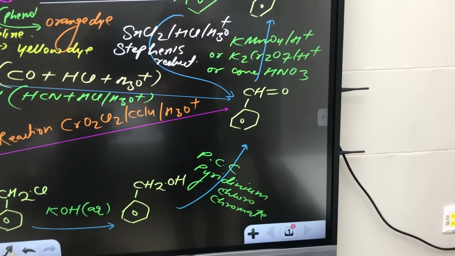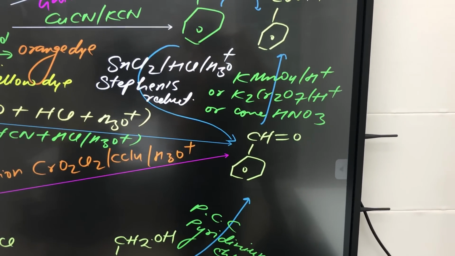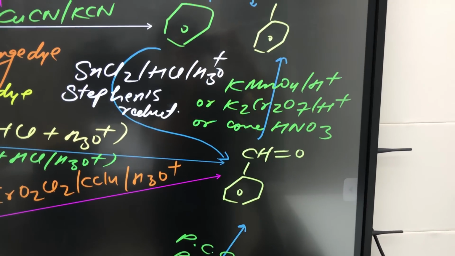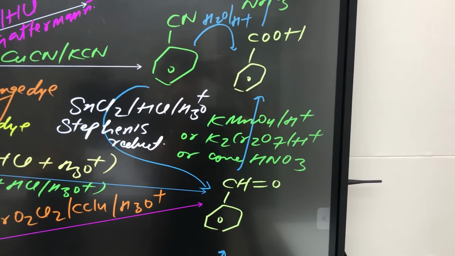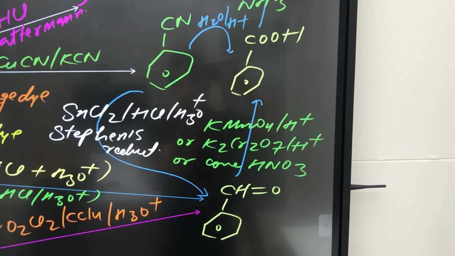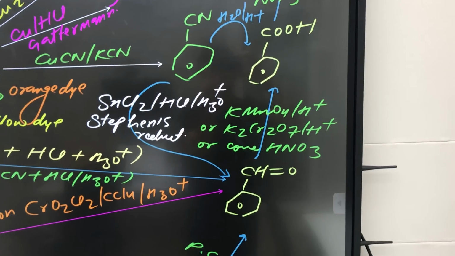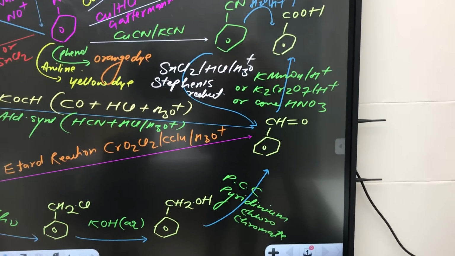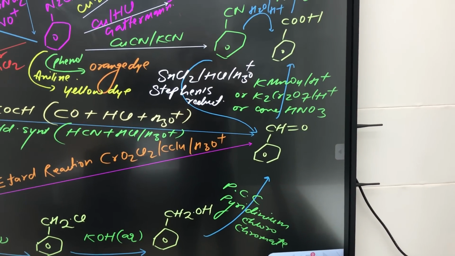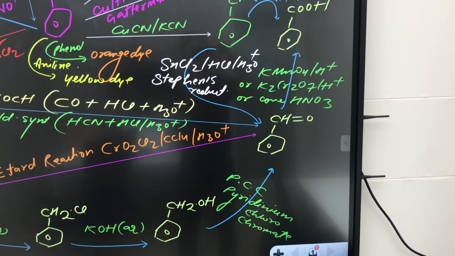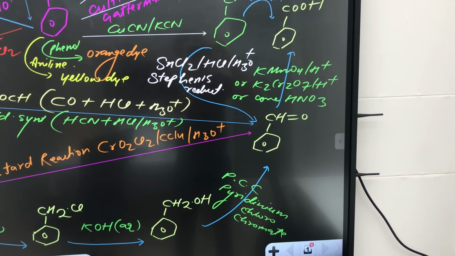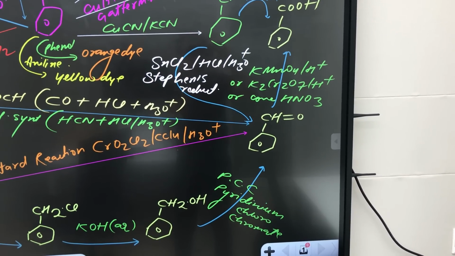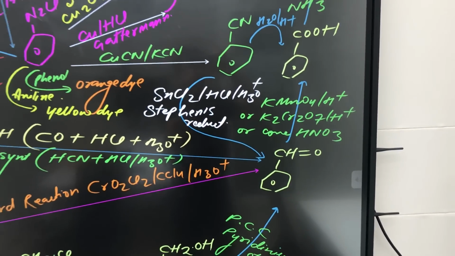Now benzaldehyde on reaction with KMnO4 in acidic medium, potassium dichromate, or concentrated HNO3, all these three are examples of strong oxidizing agent. This will convert benzaldehyde to benzoic acid. Now suppose this benzyl alcohol is directly reacting with all these strong oxidizing agents, then in a single step you would have got benzoic acid. So let's move step by step.